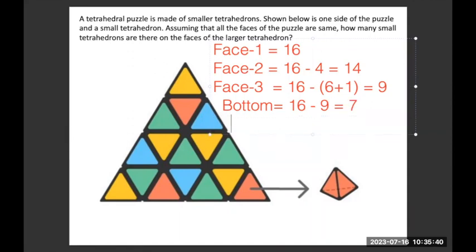So the total will be the addition of all these, which is, let me do it in my system. I think it will come to 44. 16 plus 14 plus 9 plus 7.